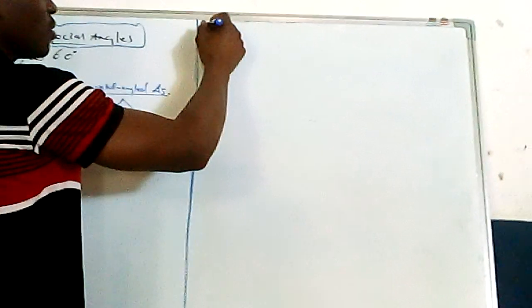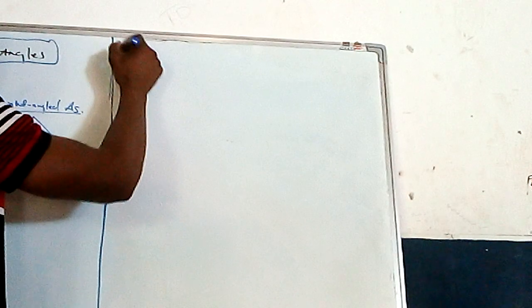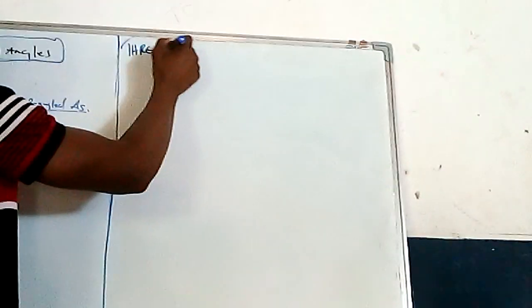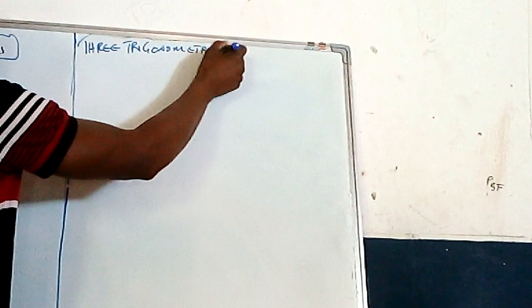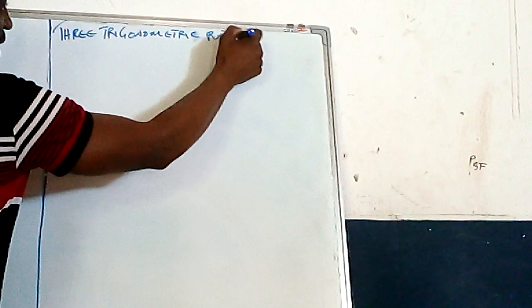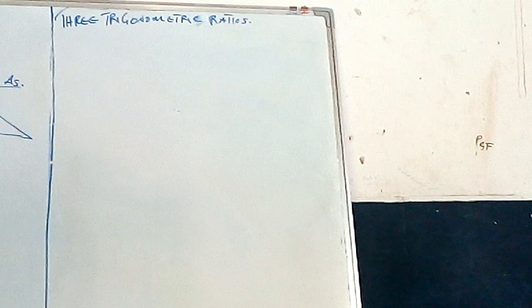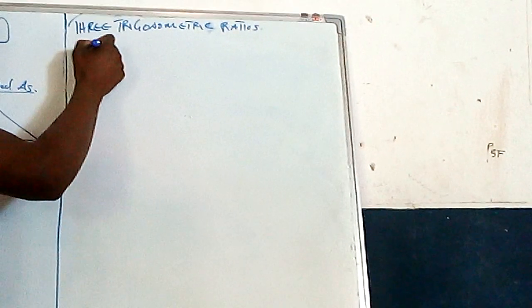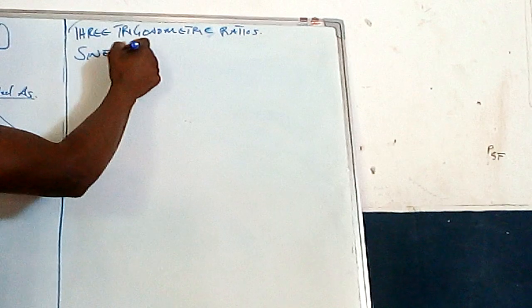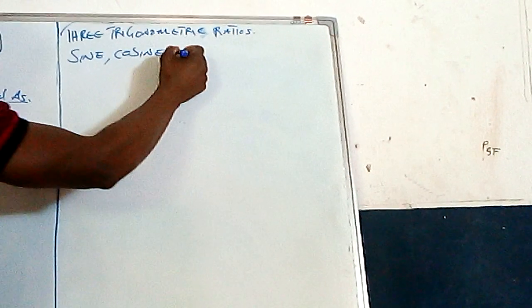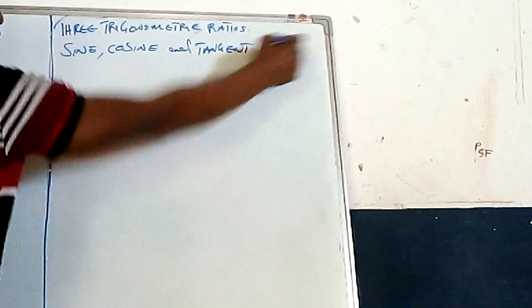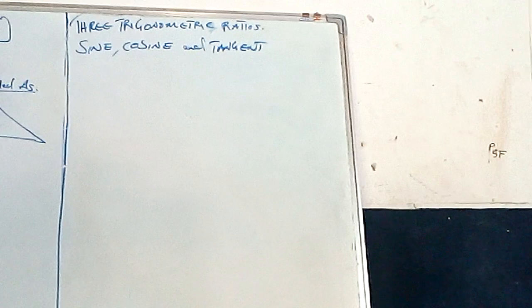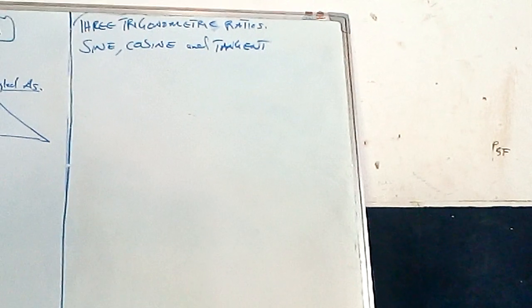So we're going to concentrate on the three, take note, the three trigonometric ratios. What are they? These are beautiful ratios. We have the sine ratio, the cosine ratio, and finally the tangent ratio. Very important ratio. These are the three trig ratios. Very, very important.